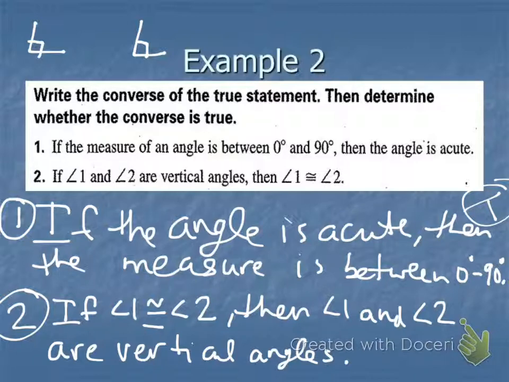No, vertical angles are the ones that look like this, remember? So all angles that are congruent look like this, is what number 2 is saying. No, that's not true. You can have lots of different congruent angles that are not vertical. So all vertical angles are congruent. That's why the original statement was true. But all congruent angles are not necessarily vertical angles. So this is not true. Or false.